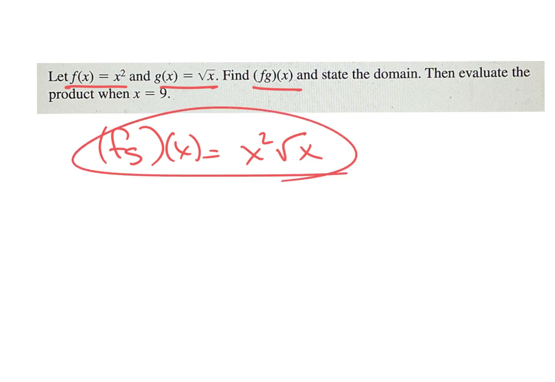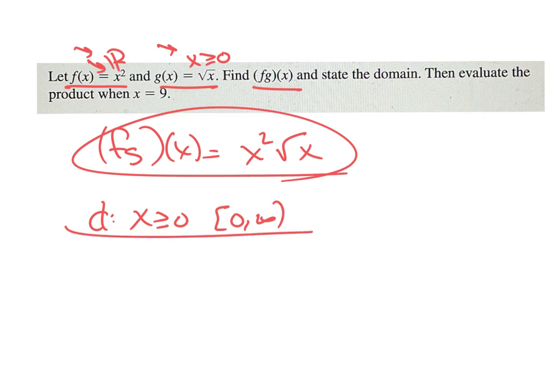Then it says state the domain. Now here's a little bit tricky. The first one right here, x squared, all real numbers. There's not a radical, there's no fraction, so it's all reals. This time there is a radical. Radicals must be positive or zero. So I'm looking for what they both have. The domain, what do they both have? This has everything. This has everything bigger than zero. So what do they have in common? Everything bigger than zero. Okay, you can write it that way, or you can do this again, interval, whichever way you want. So there's your domain.